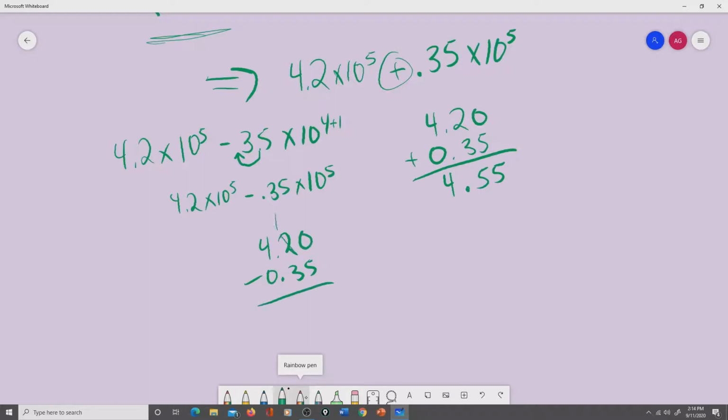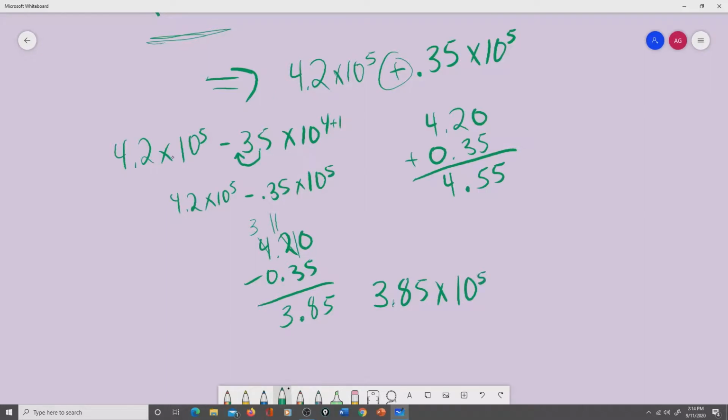Okay, I can't do that, so I borrow. 10 minus 5 is 5. Can't subtract from 1, so I borrow again. 11 minus 3 is 8. Bring my decimal down. 3 minus 0 is 3. And in subtraction, I get 3.85 times 10 to the 5th. And so that's really nice.